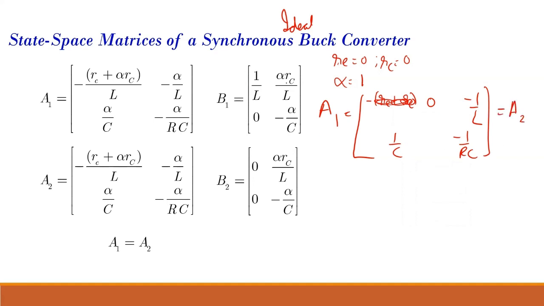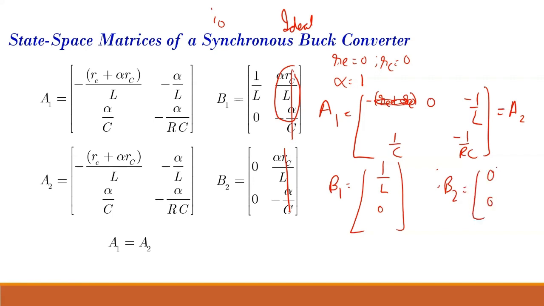Okay. Next, I will ignore these. These two are due to my output current, the sink current, which I will ignore. I will just assume that my load is purely a resistive load. So what I will get is B1 is equal to 1 upon L, 0 and B2 is equal to 0, 0. Okay, this is what I will get. So any issues in this?